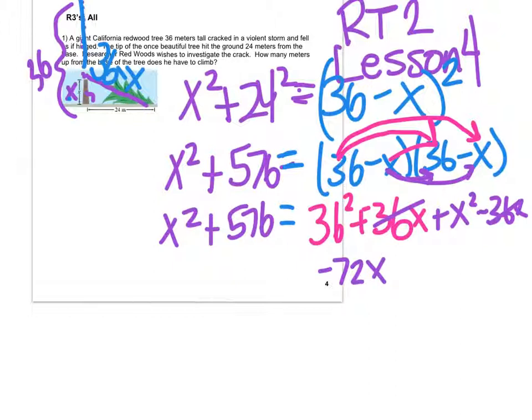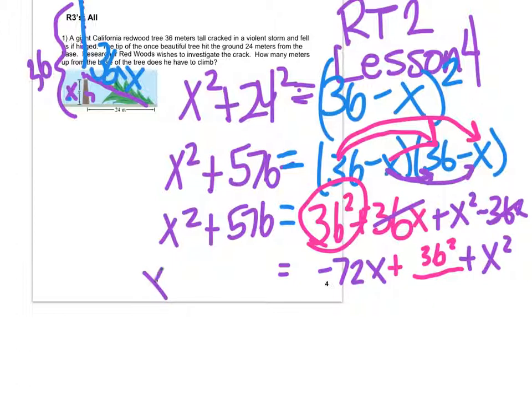36 squared becomes, I don't know that one off the top of my head. You'll have to figure that out. We'll leave it as 36 squared for the moment. And I still have the x squared over here. On the left, I still have x squared plus 576.